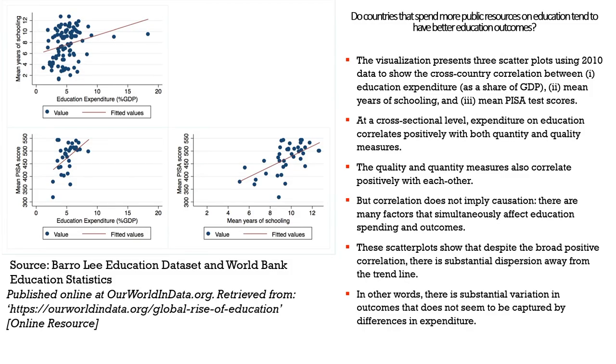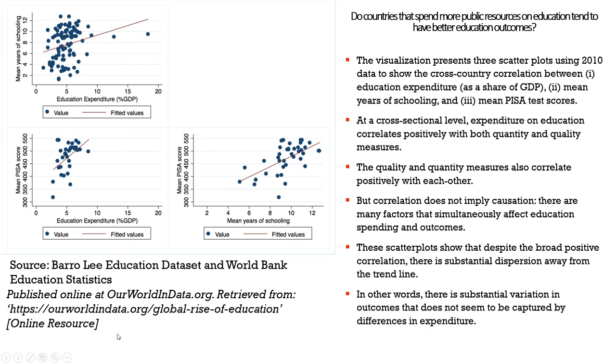If you look at this figure here, this tells us whether countries that spend more public resources on education tend to have better education outcomes. There are three figures here. The first figure on the top correlates education expenditure as percentage of GDP with average years of schooling. The second figure shows the education expenditure as percentage of GDP with mean PISA scores. I have a short note put together towards the end of this class on what these PISA scores are. These are basically test scores. And then the third figure shows the correlation between average years of schooling and the average test scores.